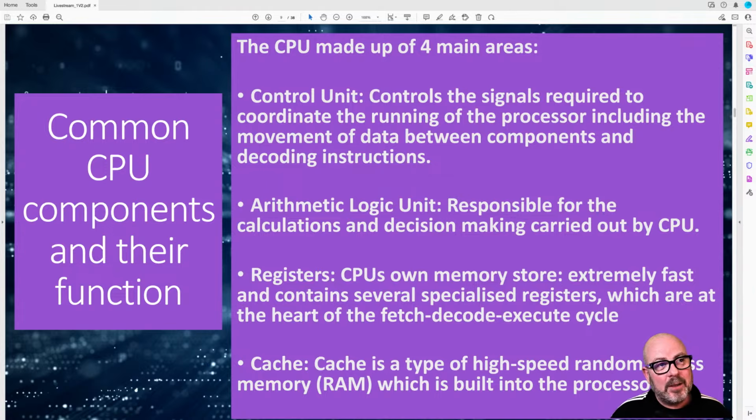So the CPU is really dealing with electronic pulses. It's like a pulsing heart that's sending, well, 3.5 billion for a 3.5 gigahertz computer, 3.5 billion of these sort of signals flashing on and off, ones and zeros, through the system. And it coordinates the running of the processor, and that's how data moves between components, and it also is involved in decoding instructions. The ALU, the Arithmetic Logic Unit, is a super-powered calculator.